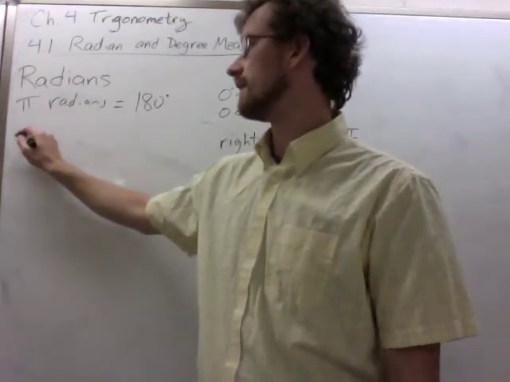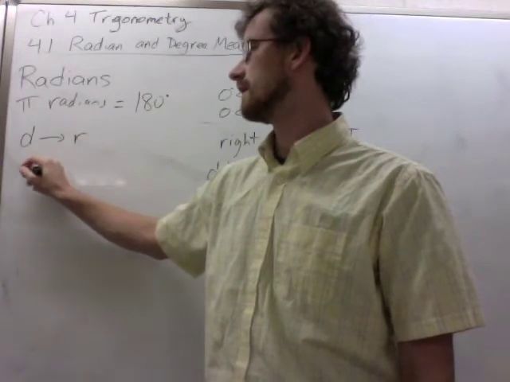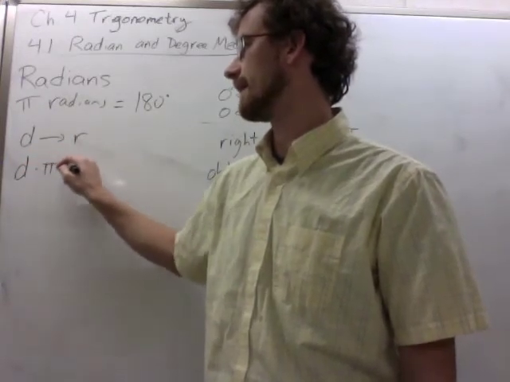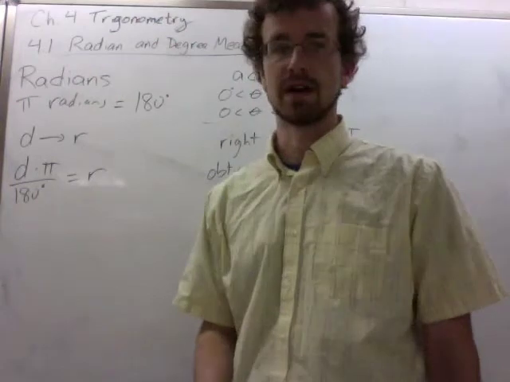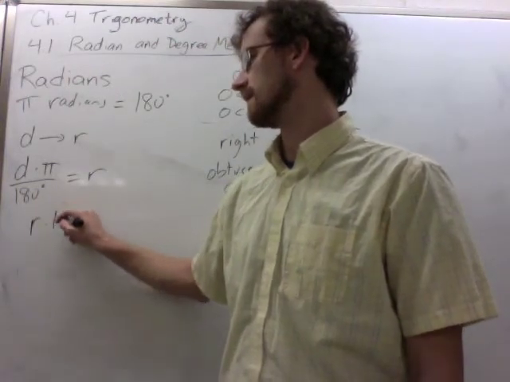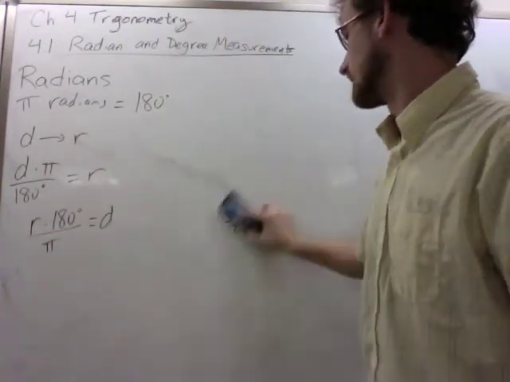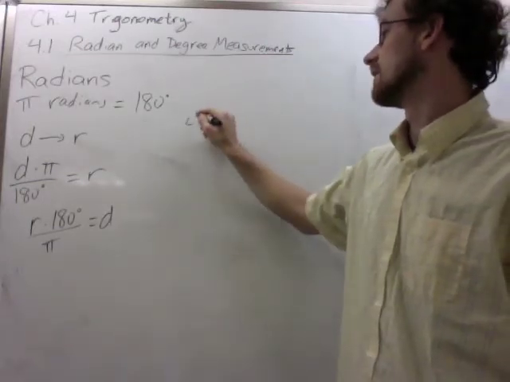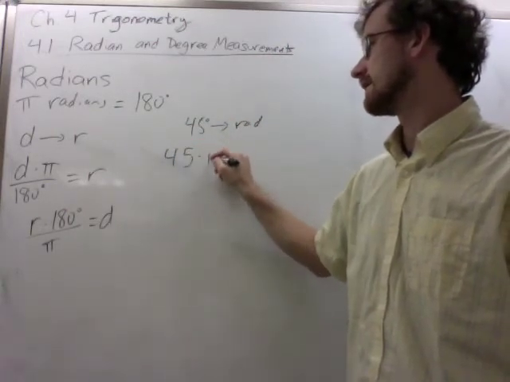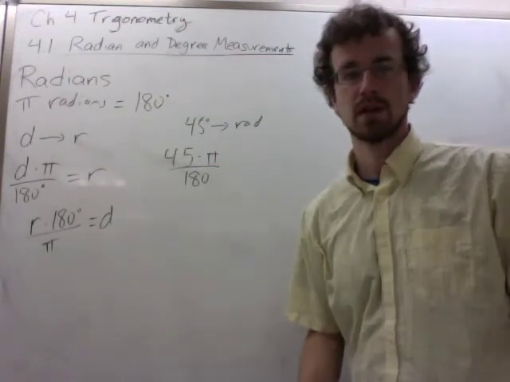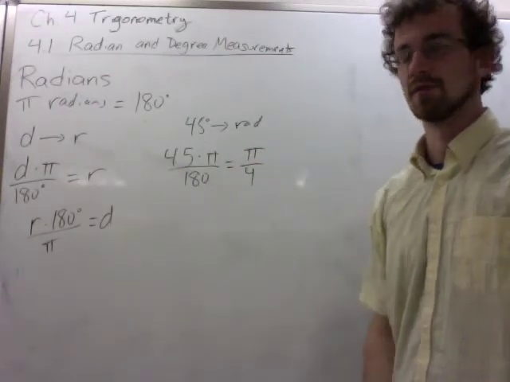If you have a degree measurement and you want to convert to radians, you multiply by pi and divide by 180, and that will get you your measurement in radians. The other way around, if you have a radian measurement, you multiply by 180 over pi to get your degree measurement. So if I wanted to convert 45 degrees to radians, I would take 45 times pi over 180. And 45 over 180 reduces down to 1 over 4, so 45 degrees is pi over 4 radians.